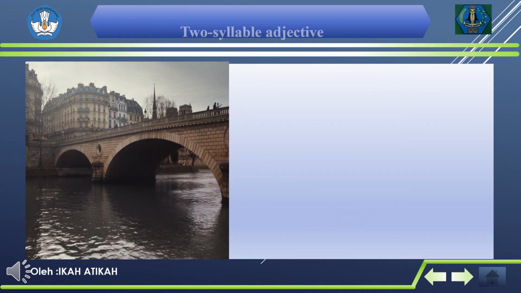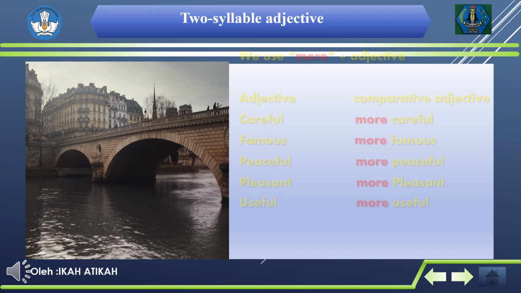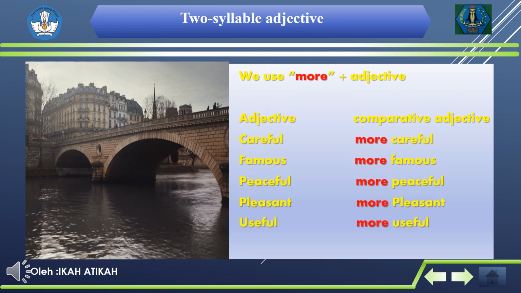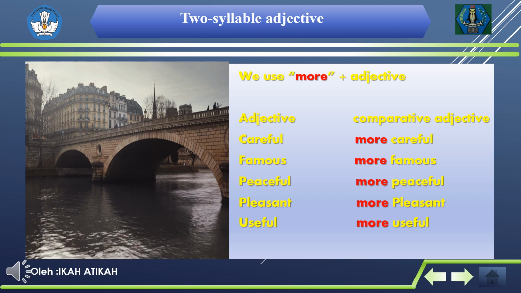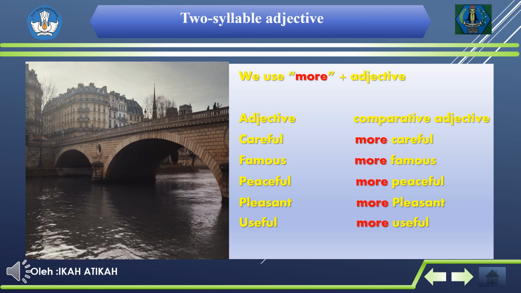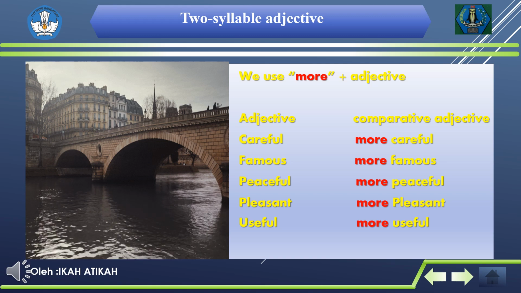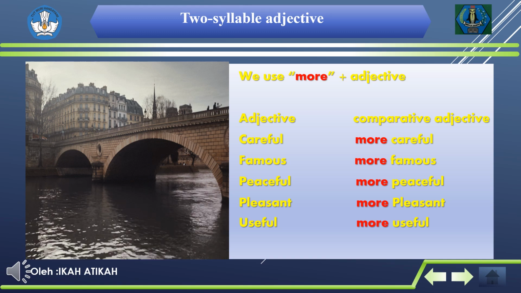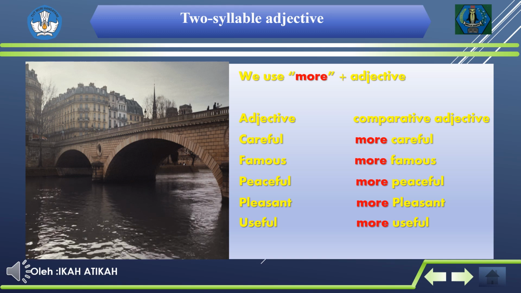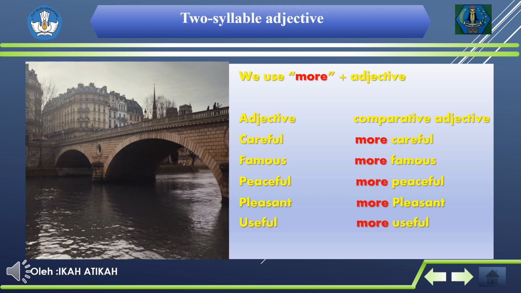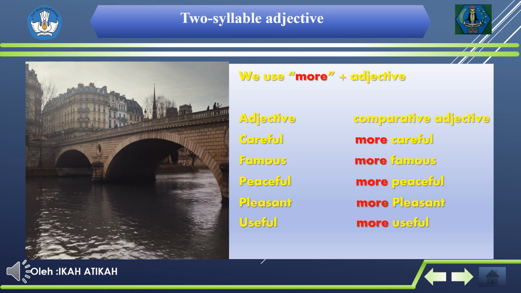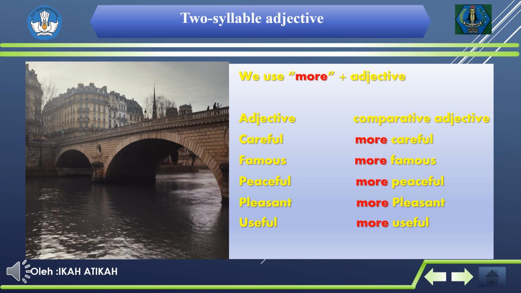Two-syllable adjectives. For most two-syllable adjectives, we use more plus adjective. Careful becomes more careful. Famous becomes more famous. Peaceful becomes more peaceful. Pleasant becomes more pleasant. Useful becomes more useful.